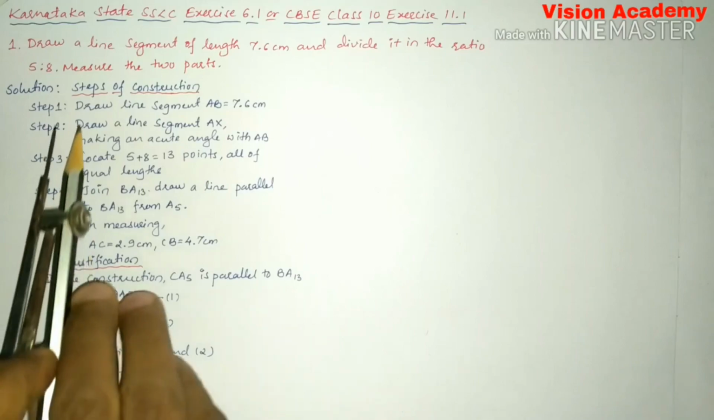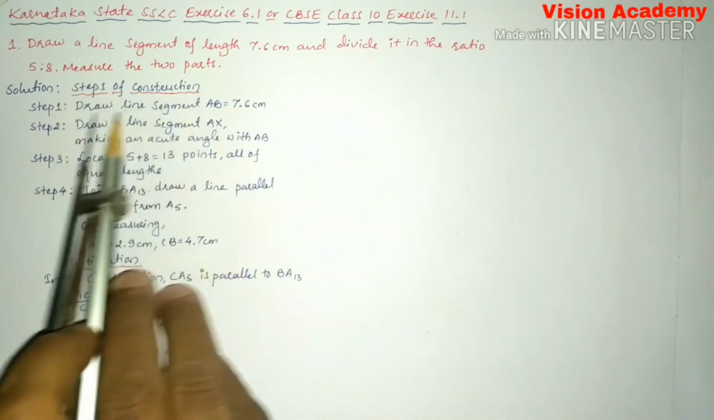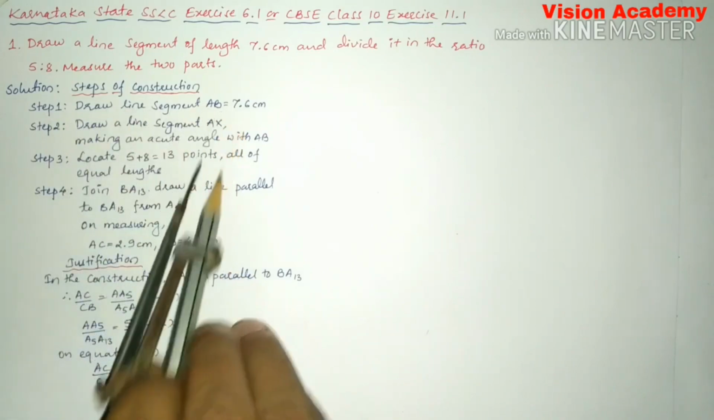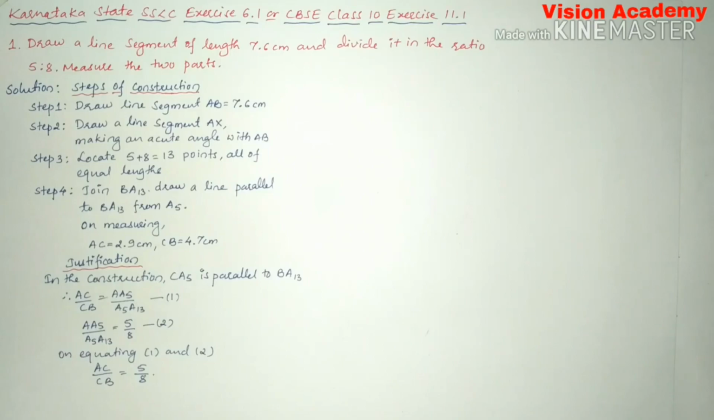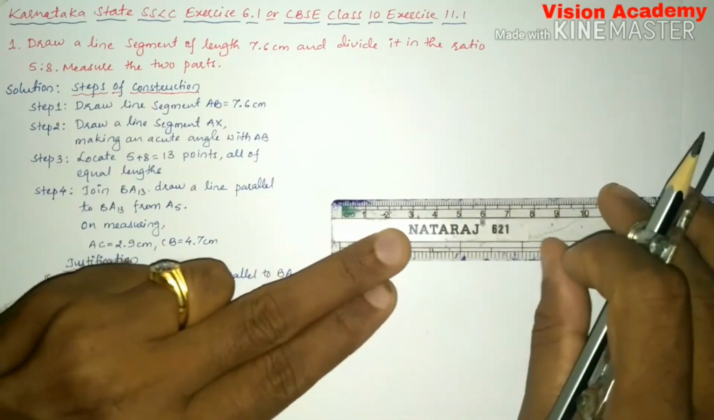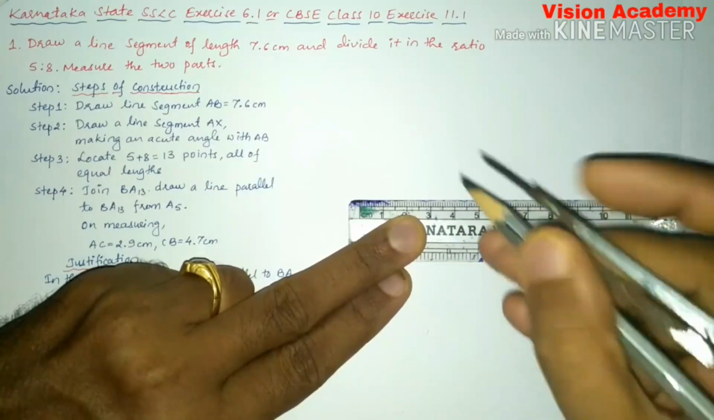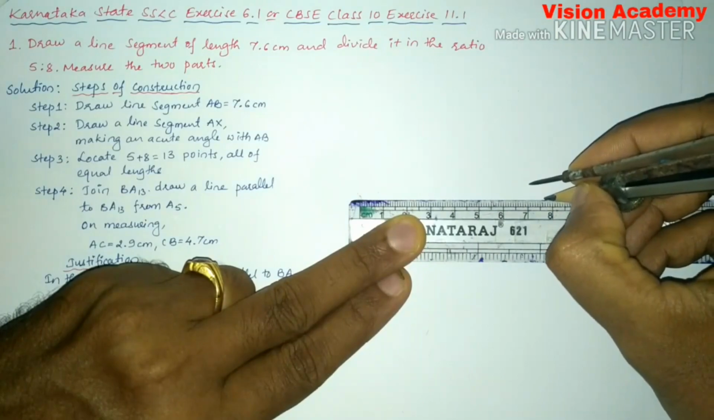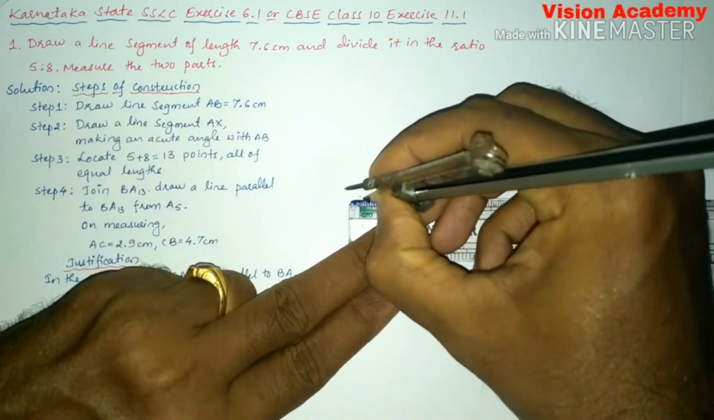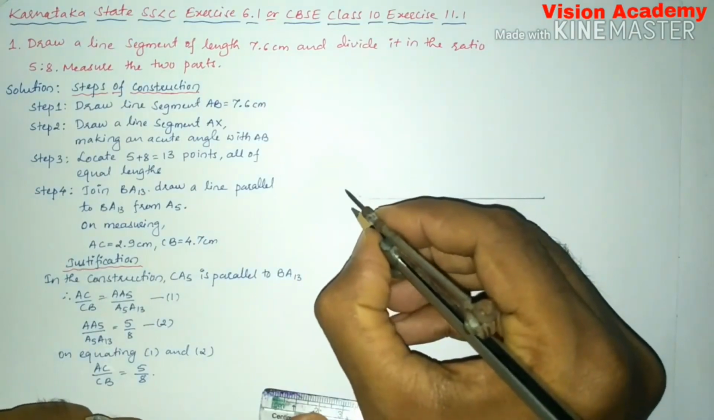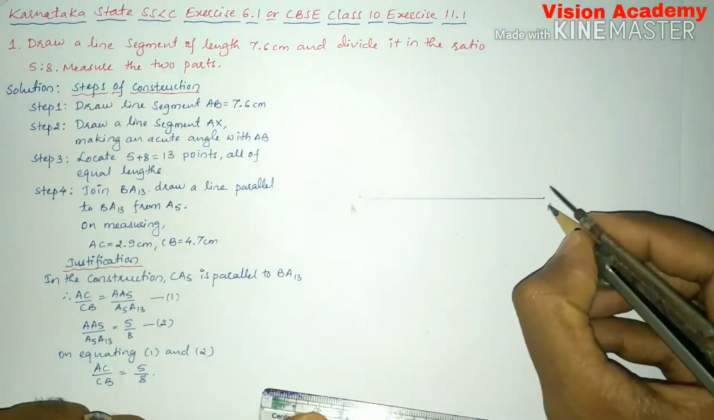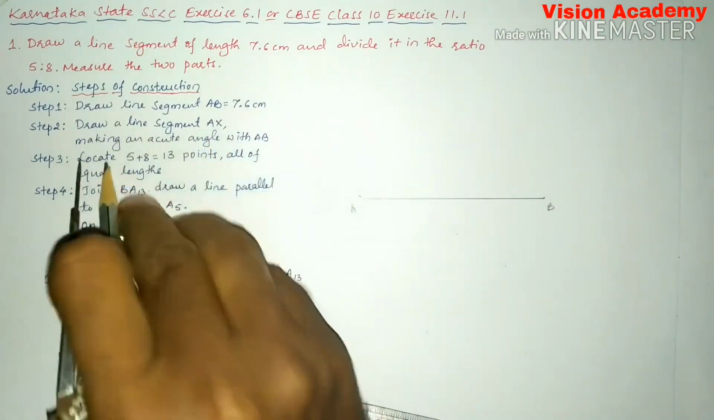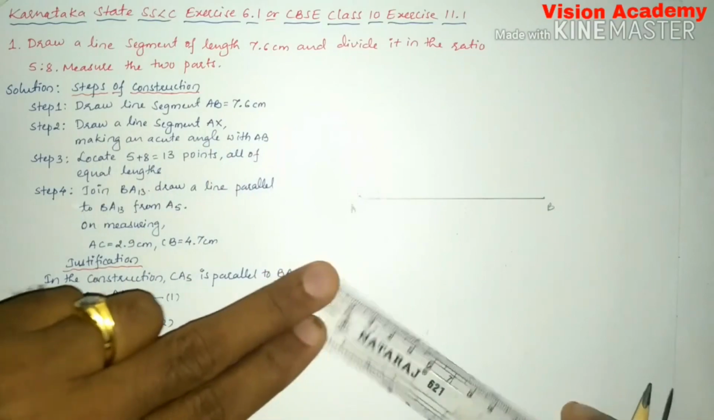Here I have already written the steps of construction. Step 1, draw line segment AB equal to 7.6 centimeter. So now let us draw a line segment that is 7.6 centimeter. Let us name this as AB.